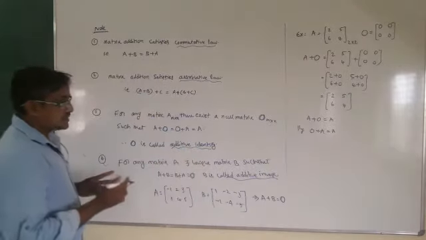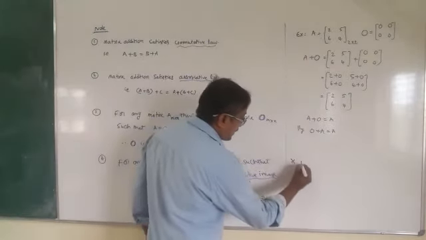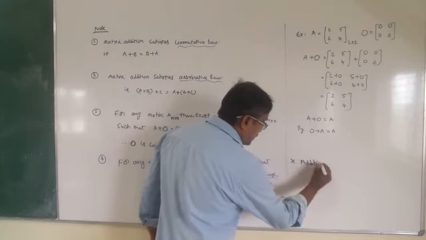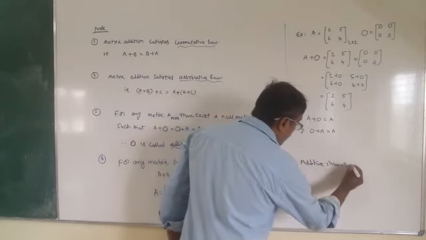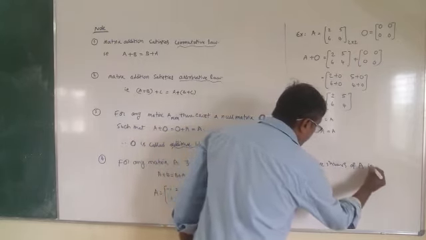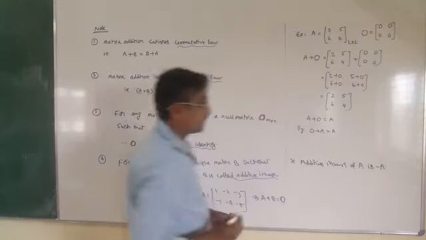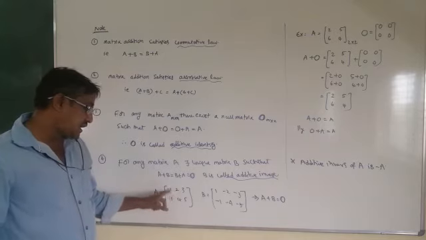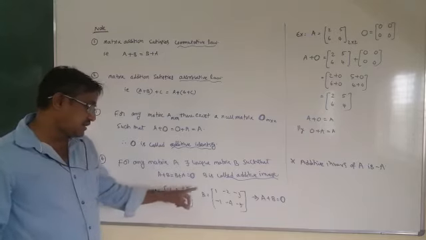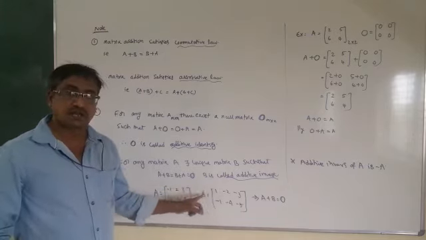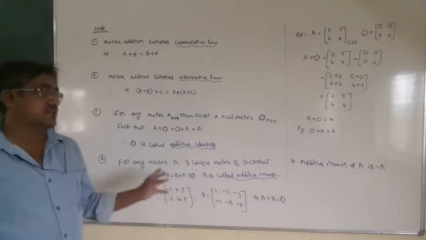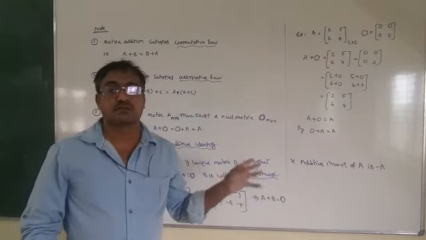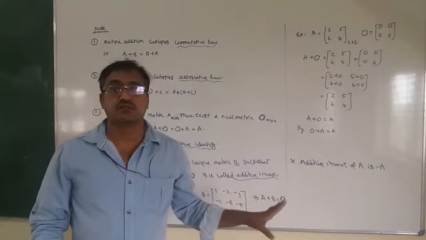Now this additive inverse of capital A is minus A. So you can see capital A. If you multiply each element of capital A with minus 1, you will get matrix B. So additive inverse of A is minus A. Very, very important concept.